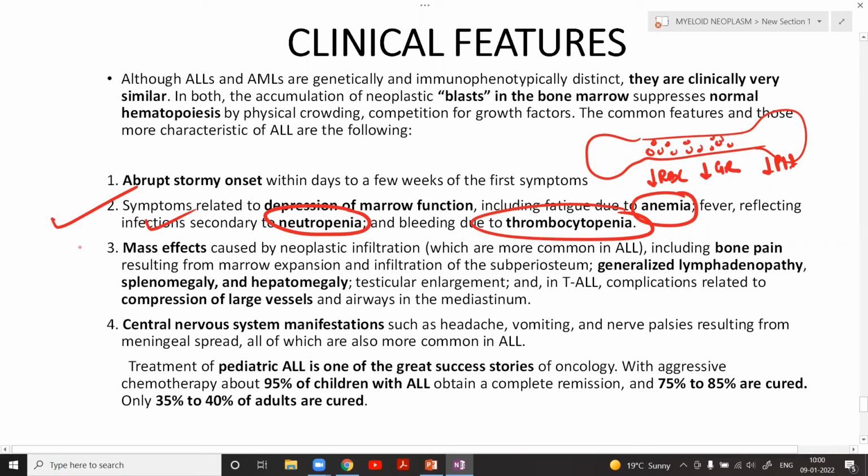Now, suppose it is a T-ALL, if there is a lymphoma patient. In case of lymphoma, what will happen? Because these tumors are going to proliferate in the extramedullary spaces or extramedullary lymphoid tissues, there will be hepatosplenomegaly.